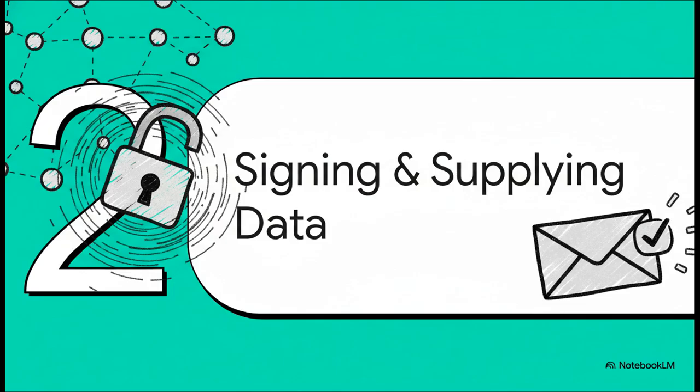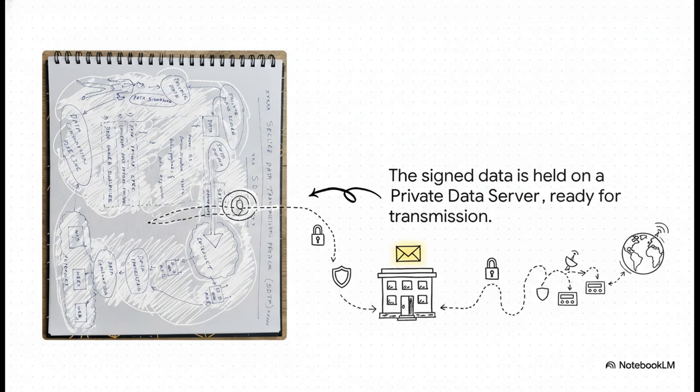Okay, so with that digital seal applied, our data is ready to be prepped for its big journey. It's no longer just a piece of info. It's now a secure, verifiable package. So your freshly signed data doesn't just get chucked out onto the internet. First, it gets applied to what our diagram calls a private data server. You can think of this as your own personal, super secure digital post office. It's just holding on to your sealed letter, waiting for the signal to send it out.